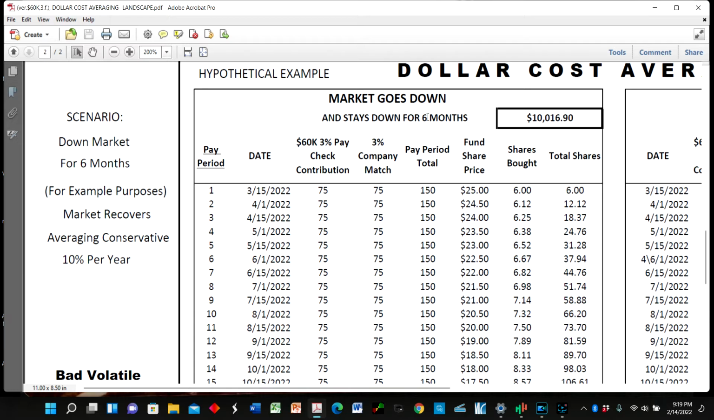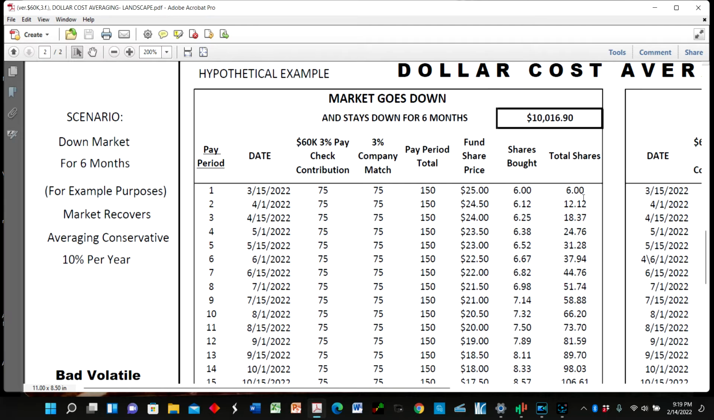So in this case, they're contributing $75, and then it's a company match of $75, so the total for the pay period is $150. Now, in this case, I'm using a mutual fund share price. It's a fictitious number. I said it's $25 a share. And so you can see that they bought 6 shares.